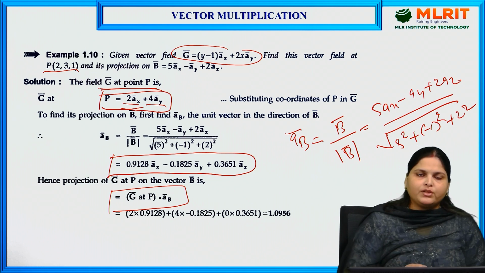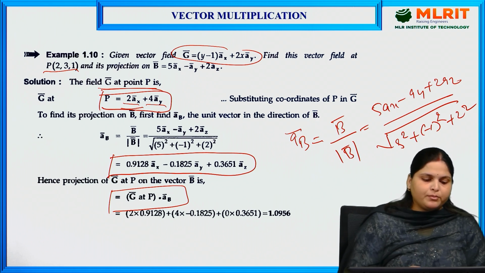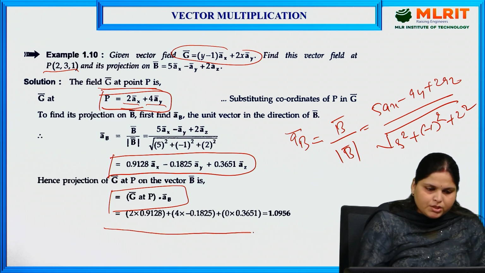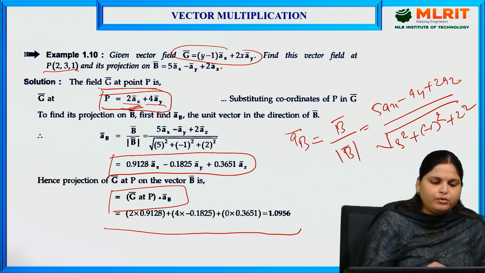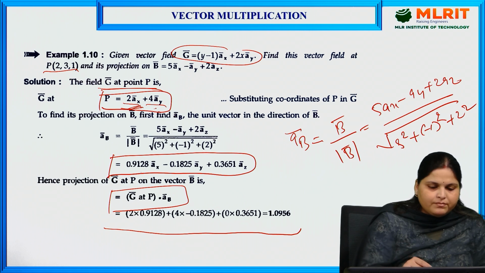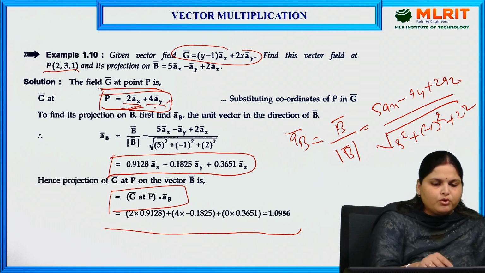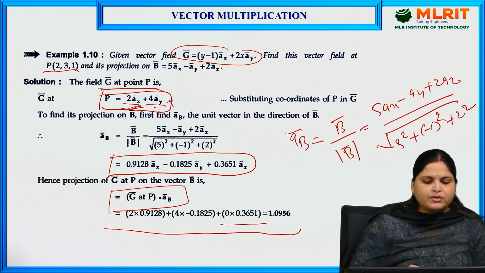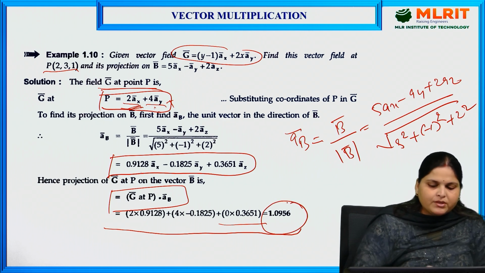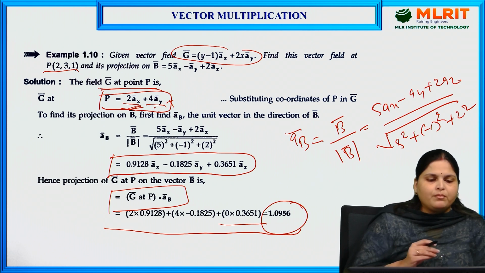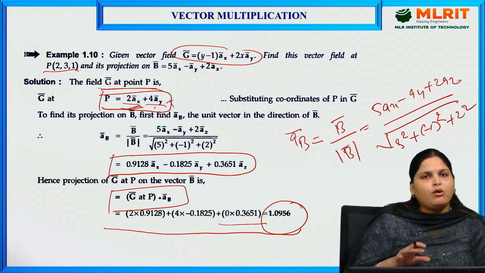Now we can find the projection of G at point P on vector B. So this can be written as 2 into 0.9128, because this is with ax, plus the next, 4 into 0.1825, because it is with y, and there is no component of z, so we will write 0 into 0.3651. So ultimately we will get 1.0956. This is the projection of G on B.